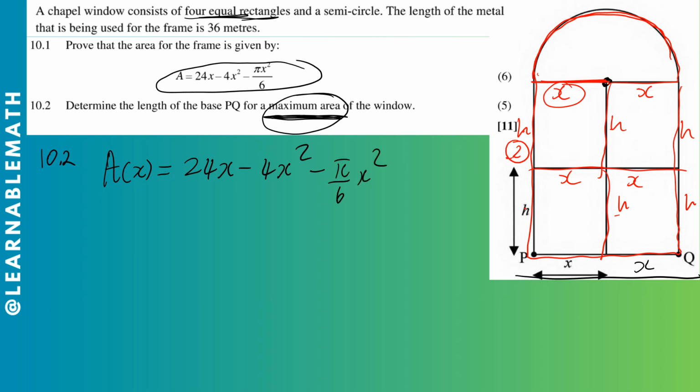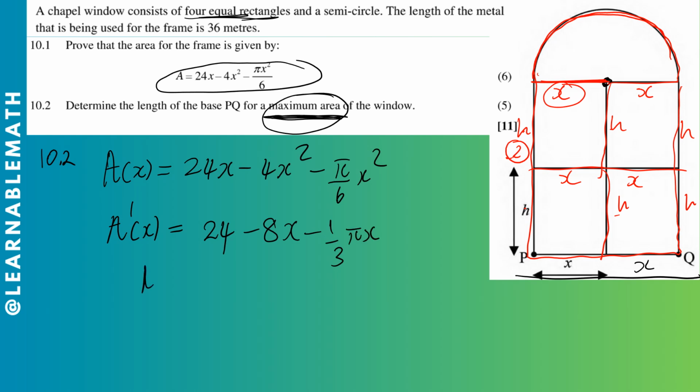All right, so I'm going to find the derivative of this function. 24x, the derivative will be 24 because x has exponent 1, which gives 1. Then this will be minus 4 times 2, which gives me minus 8. Then on the exponent we subtract 1, we'll be left with x. Then here it will be minus 2 pi over 6. When we multiply that, x exponent 2, we subtract 1, then we are left with that. Okay, so this we can simplify because minus 2 over 6 is the same as minus 1 over 3. All right, so we have minus 1 over 3 pi x.